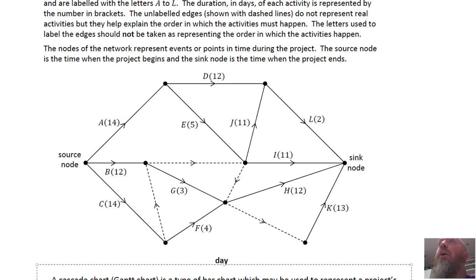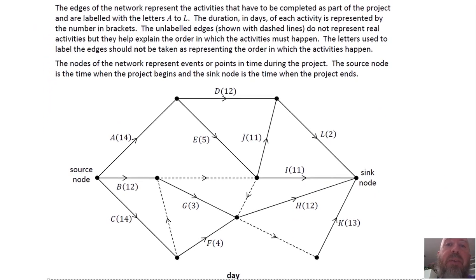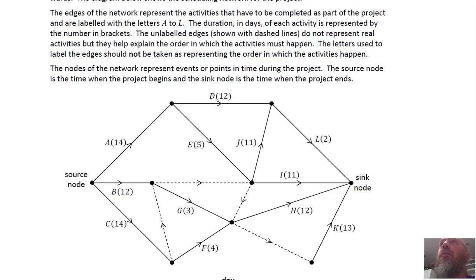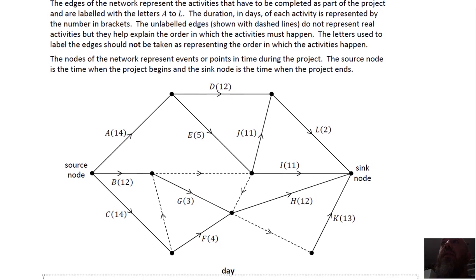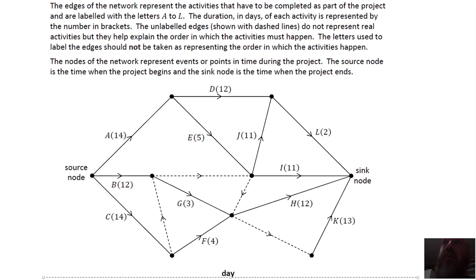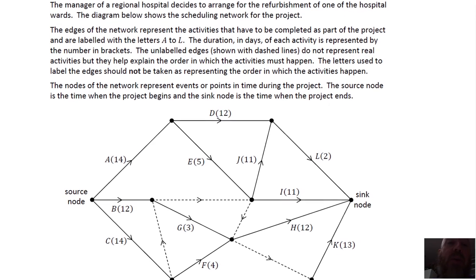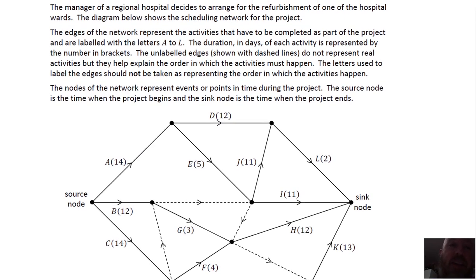But what we're going to look at is this question, and the first part of this is to figure out the early and late time for each one of these activities, or each one of these tasks. But we're going to pretend that hasn't happened, and we're just going to build a Gantt chart from scratch. Just with that one little thing I need to talk about.